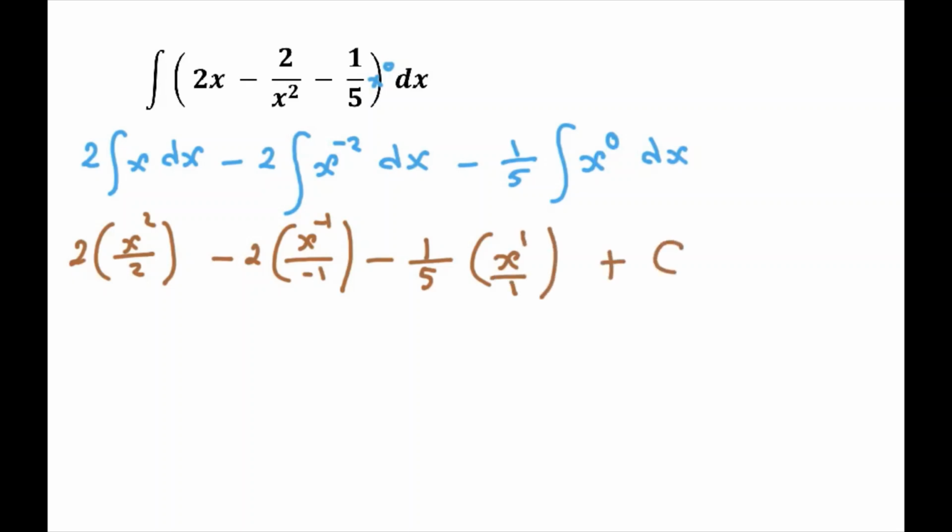Don't forget the constant. And that's going to be x squared plus 2 over x, because this is negative 1, it has to go down. In the simplest form, you cannot leave the function with the negative exponent, minus 1 over 5 x plus c.